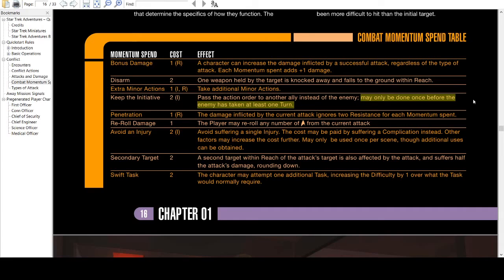Reroll damage, which is 1 momentum. The player may reroll any number of challenge dice from the current attack. Alright, that sounds simple enough. Although this is not repeatable, and so there's a comparison between reroll damage and bonus damage.